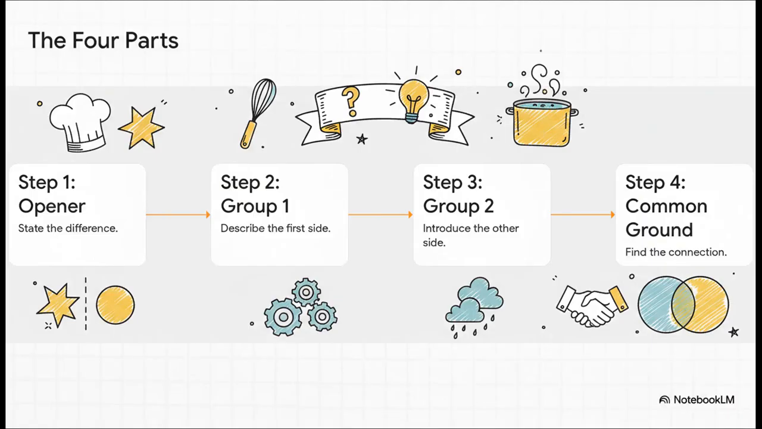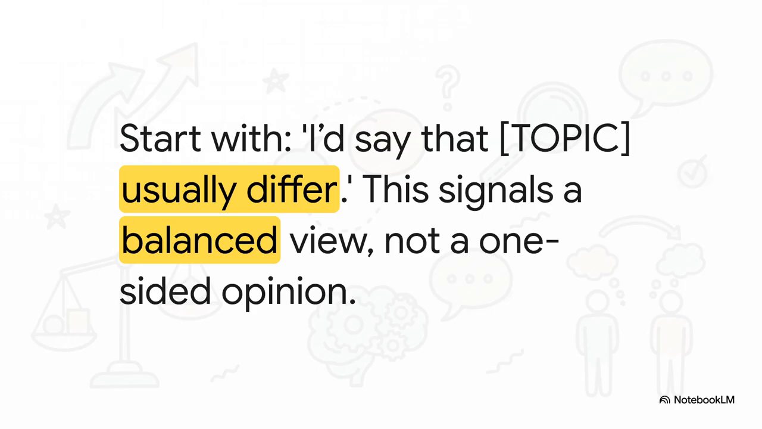Okay, here they are, the 4 core steps. You should think of this like a recipe you can use for any topic. You've got your opener to state the difference, then a spot for group 1, a spot for group 2, and you finish up by finding that all-important common ground. Simple as that.